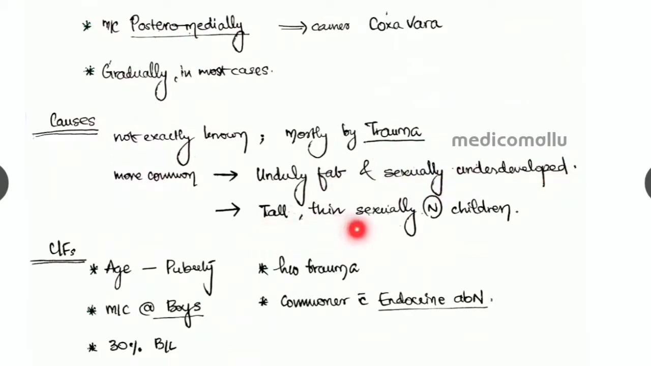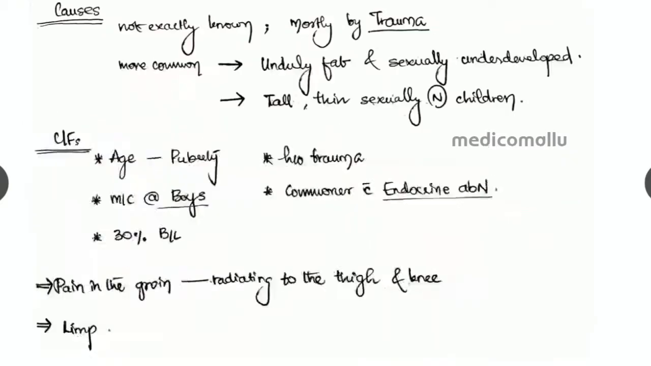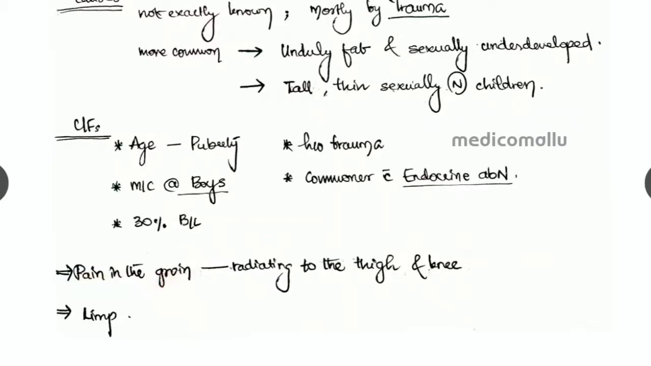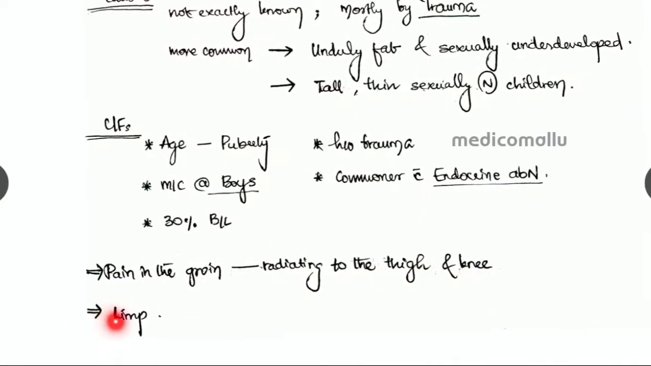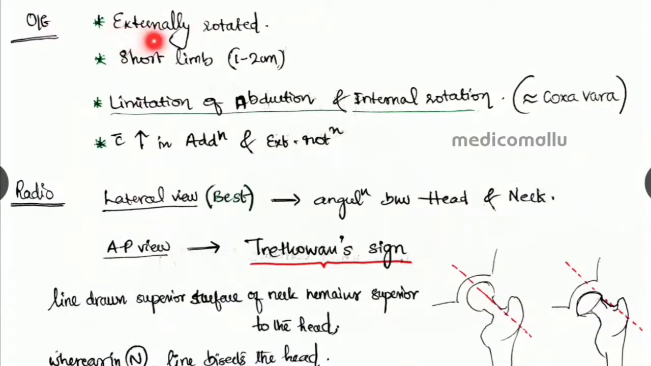in tall, thin, sexually normal children. Clinical features: age mostly in puberty, most common in boys, and only 30% are bilateral. There will be a history of trauma, and commonly there will be an endocrine abnormality. There will be pain in the groin, radiating to the thigh and the knee, and there will be a limp. On examination, the joint is externally rotated.